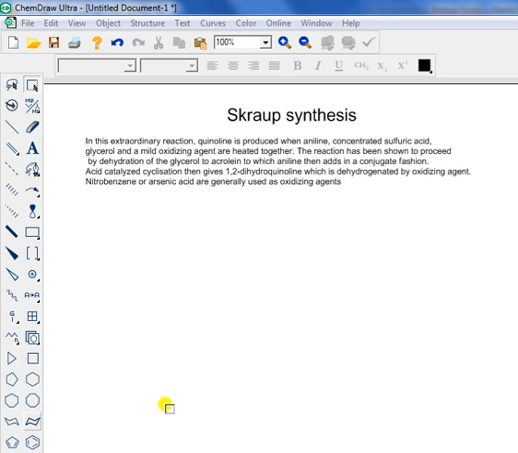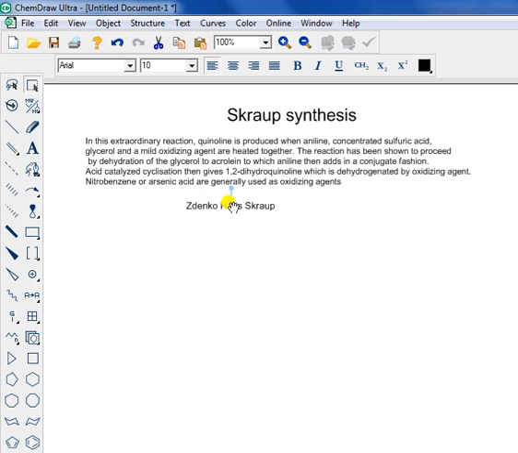Actually, this was a chemist, a Czech chemist. His name was Zdenko Hans Skraup. So he first reported the reaction, and this reaction, the synthesis of quinoline, is named after him.